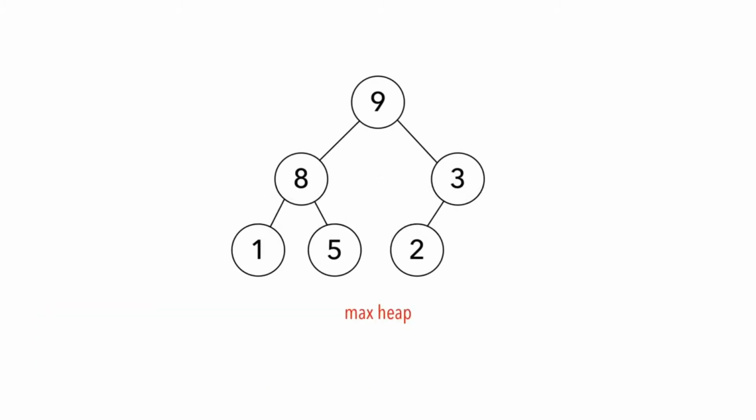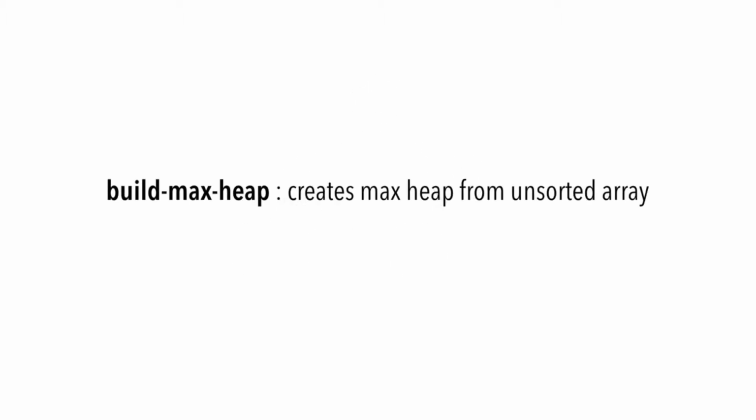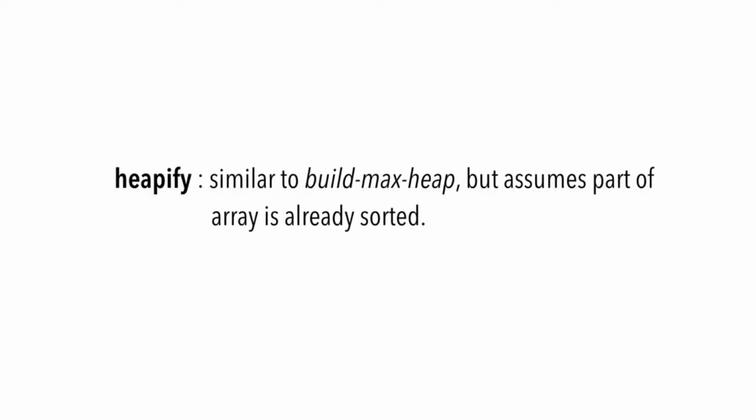We'll make use of a few functions when running heap sort. First, we have build max heap. This creates a max heap from an unsorted array. We'll also use Heapify. This is similar to build max heap, except faster because we assume part of the array is already sorted. You'll see what I mean.